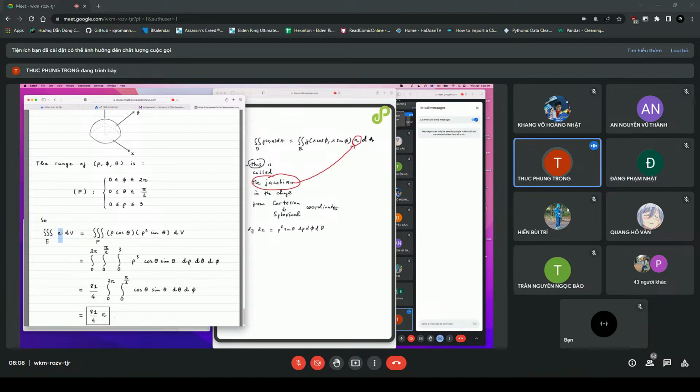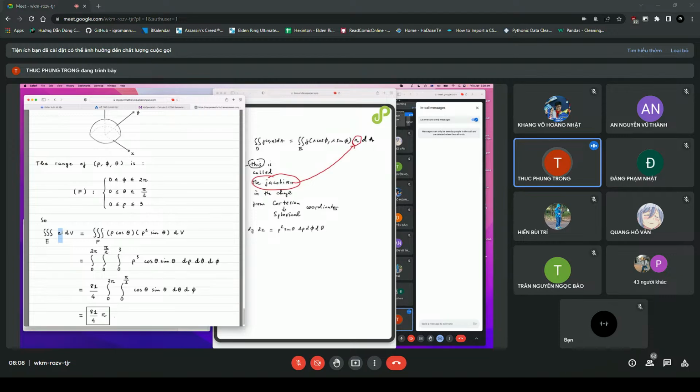In general, we have a function f of x, y, z, but in this example, we have only z. We had no problem with that, right? In spherical coordinates, z is rho cosine of theta. We need to remember this formula. So z is rho cosine of theta. And don't forget the Jacobian right here. The Jacobian is rho squared sine of theta.